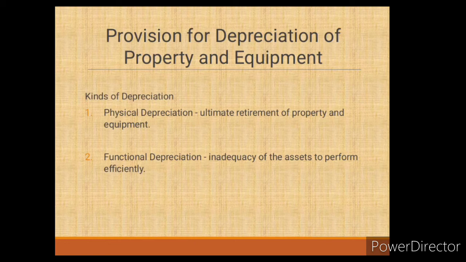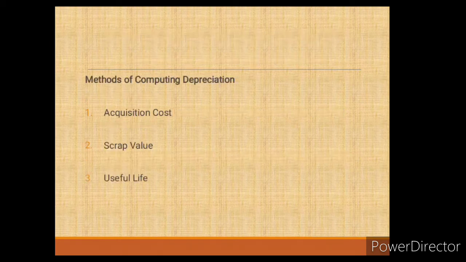Next is provision for depreciation of property and equipment. There are 2 kinds of depreciation: the physical and functional depreciation. The physical depreciation is the ultimate retirement of property and equipment. On the other hand, functional depreciation is inadequacy of assets to perform efficiently. There are 3 factors in computing depreciation: acquisition cost, scrap value, and useful life.